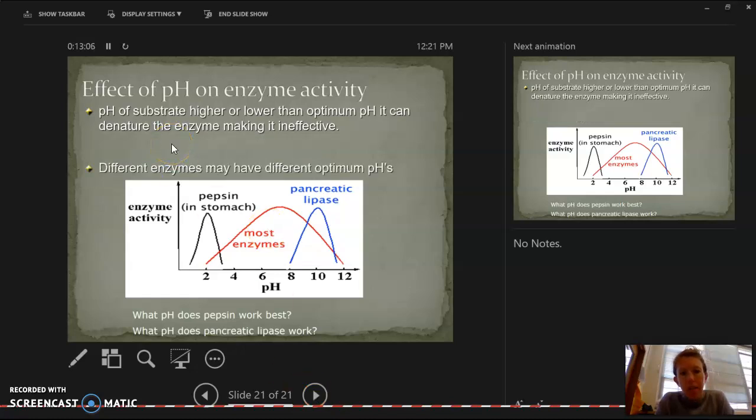And again, different enzymes can have different optimal pHs, same thing with temperature. We can see from this graphic that we have 2 different enzymes here, and they function best at different pHs.